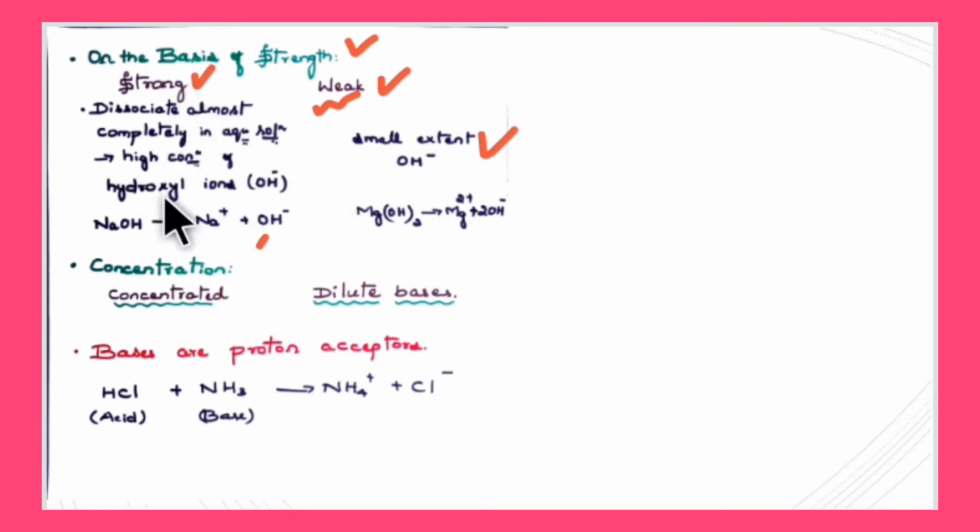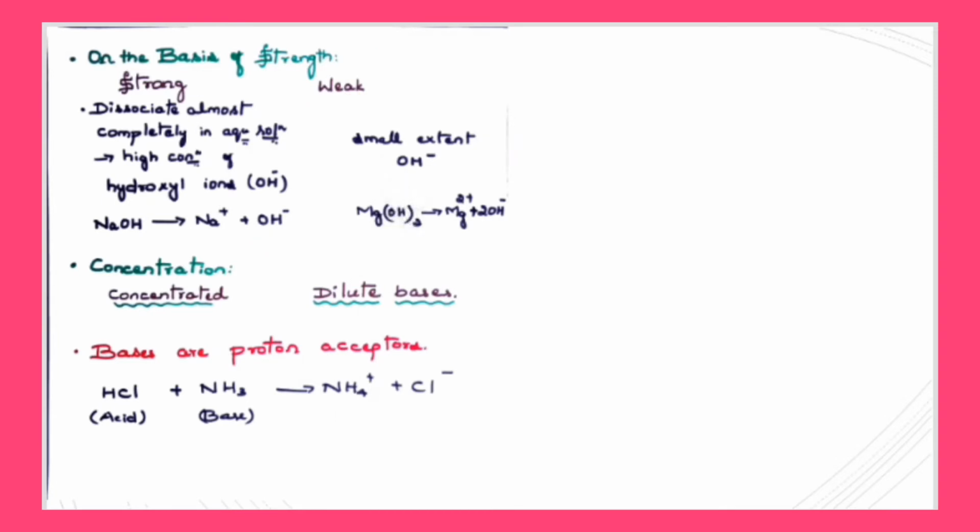Examples of strong bases: NaOH is a strong base, as I have already discussed. It dissociates as Na plus and OH minus. We can also give KOH as a strong base, and Ba(OH)2. And for weak bases, with a small extent of dissociation, you can give the example of Mg(OH)2, magnesium hydroxide, and also NH4OH.